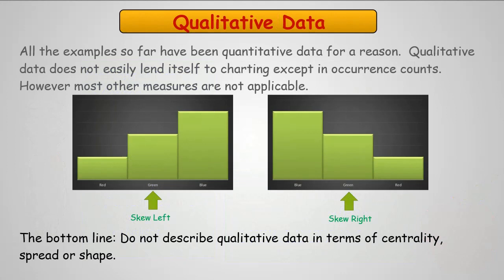Of course, I've been dealing with quantitative data. When you're dealing with qualitative data, you can still represent this as histograms. However, it does not lend itself to these same types of interpretations by shape. I can still see a skew of data from one to the other, but the order that you put them in can change that skew. The bottom line is qualitative data in terms of centrality and shape and spread is not really applicable.